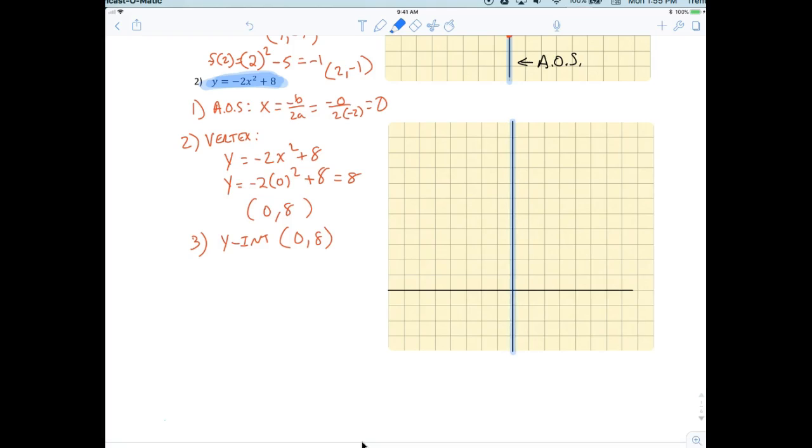And now I'm going up to 0, 8. 0, 1, 2, 3, 4, 5, 6, 7, 8. And now I'm plotting a point. All right, there's my point, 0, 8. Now I have an issue because I need to find another point. 1. All right, so we're going to plug in 1.